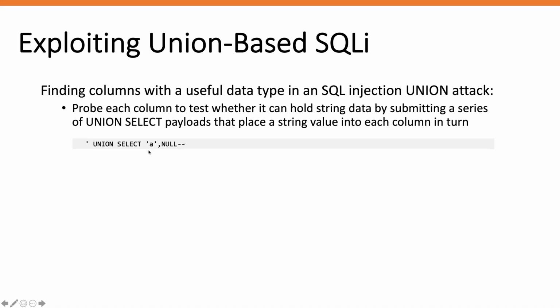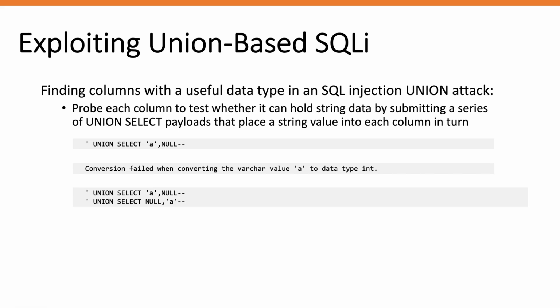If it outputs an error saying that it's incompatible with a certain type, in this case, we're saying that the first value is actually an integer. And so I get an error saying that it's incompatible, which means that the first column is not a string data type. So next I try the second column over here. So I keep this as null and I try the second column. And if I get an error, that means this also does not accept string values. And I keep doing that until I find a column that allows me to enter string data.